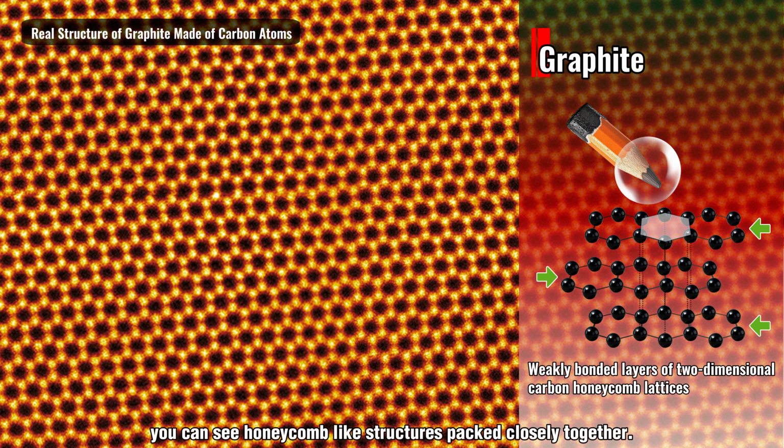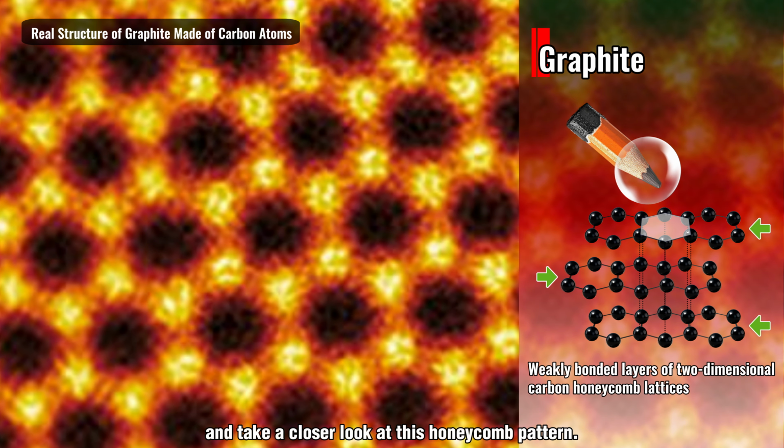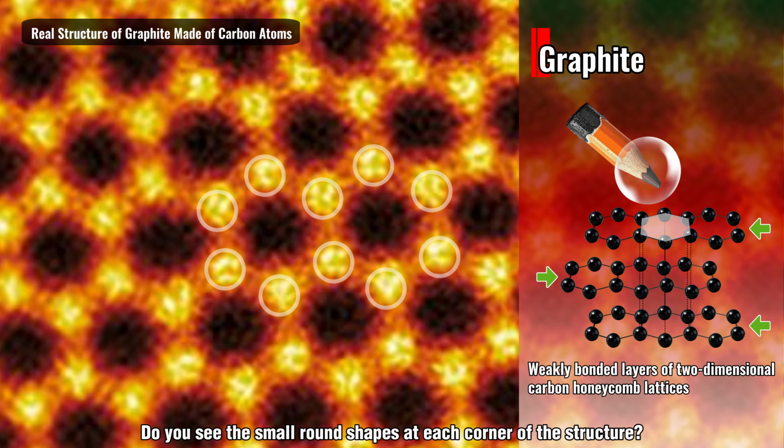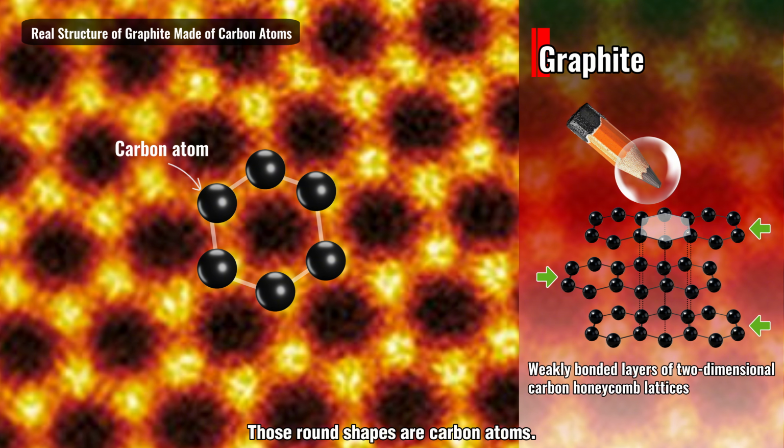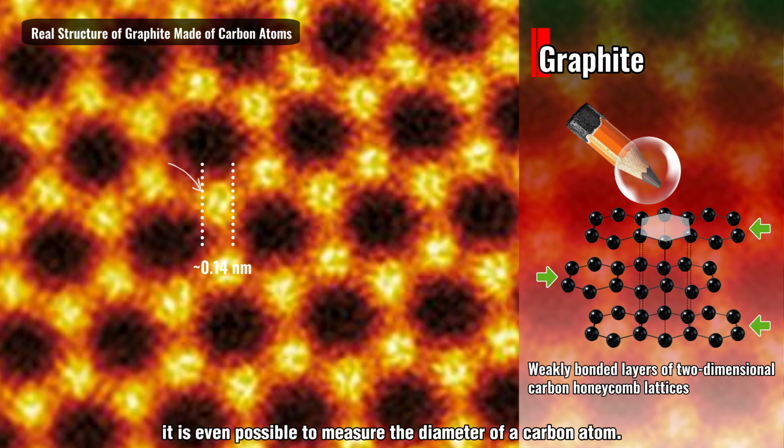On the screen, you can see honeycomb-like structures packed closely together. Now let's zoom in a bit further and take a closer look at this honeycomb pattern. Do you see the small round shapes at each corner of the structure? Those round shapes are carbon atoms. Using this image, it's even possible to measure the diameter of a carbon atom.